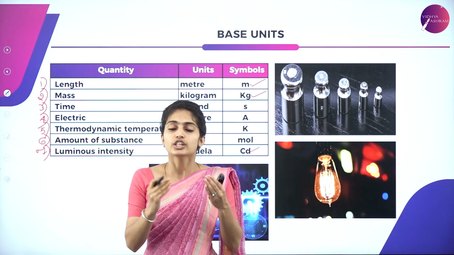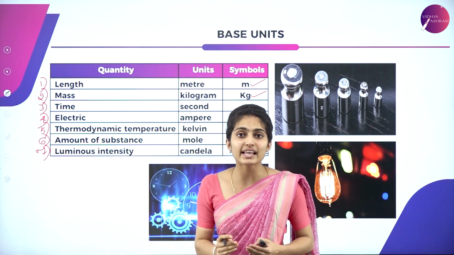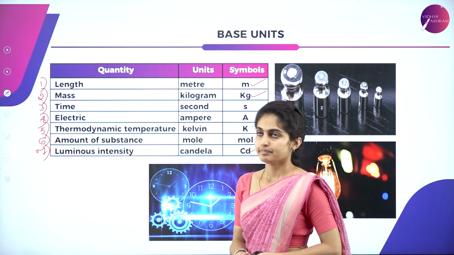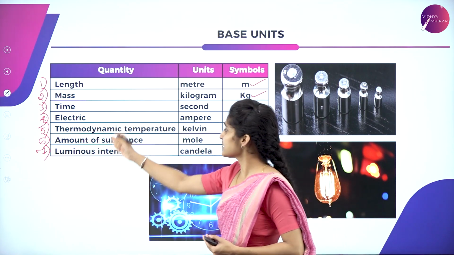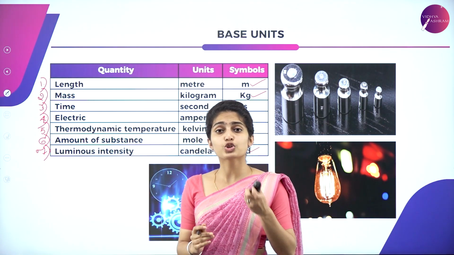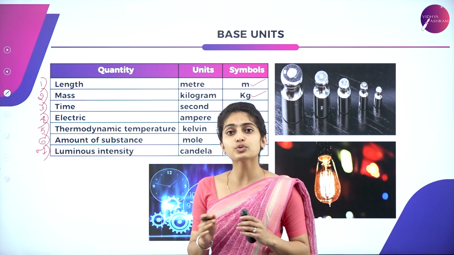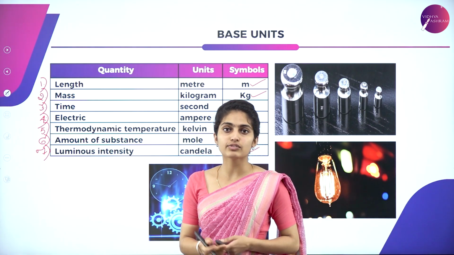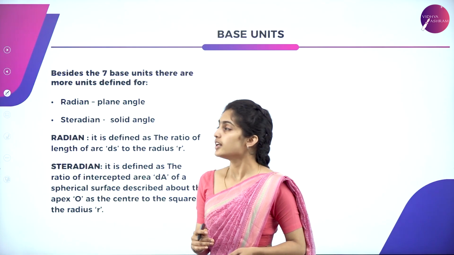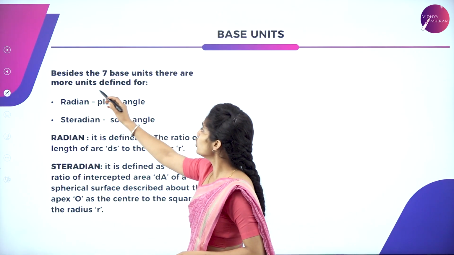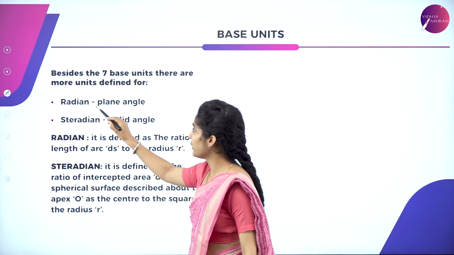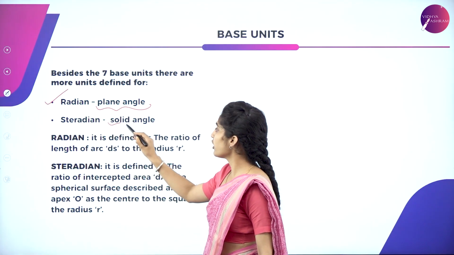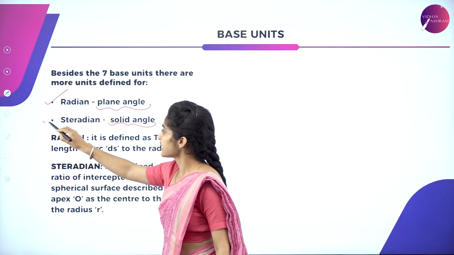SI units. So which are those base units? We have studied the base units over here. Now, besides these 7 base units, there are 2 more units which are used for plane angle as well as solid angle, which determines the angle. For plane angle it is radian, and for solid angle we use steradian.